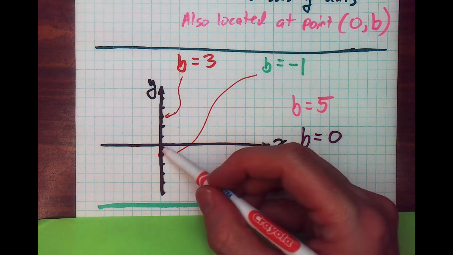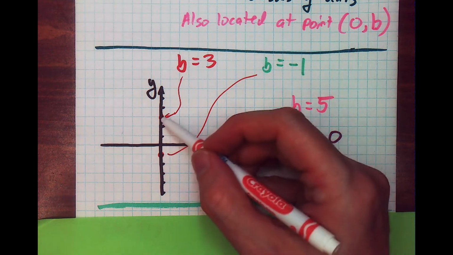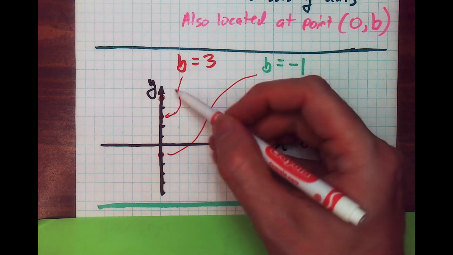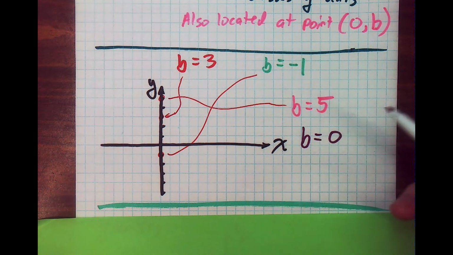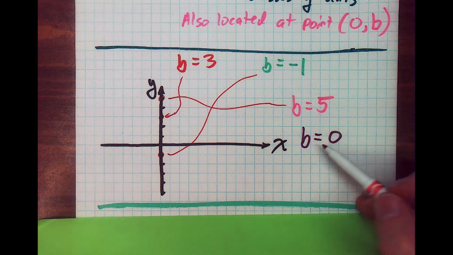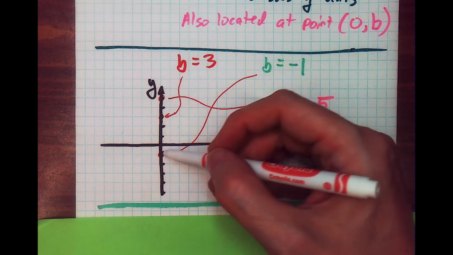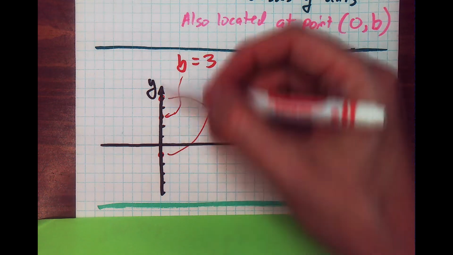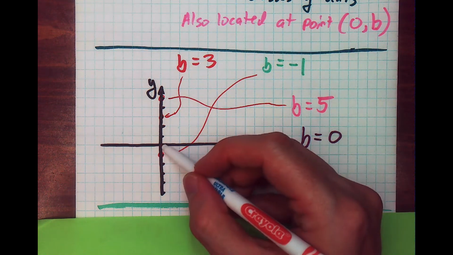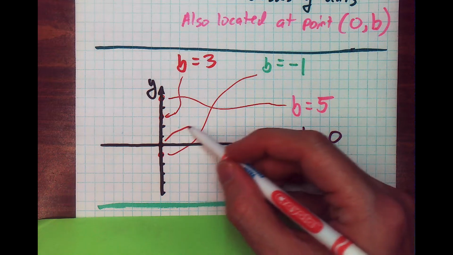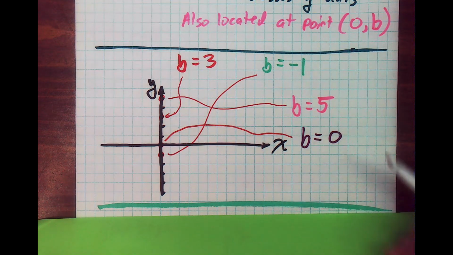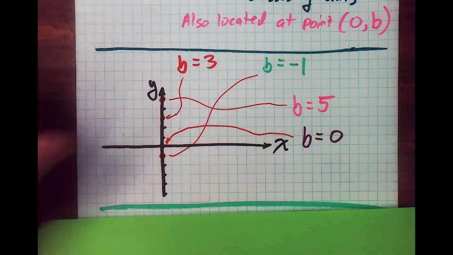B equals 5. Again, we start at the origin. 1, 2, 3, 4, 5. That dot right there is b equals 5. And then lastly, b equals 0. Now this isn't a trick question. We simply go up 0 spaces. We start at the origin and we do not count up at all. B equals 0 is literally the origin. Okay? Right there.